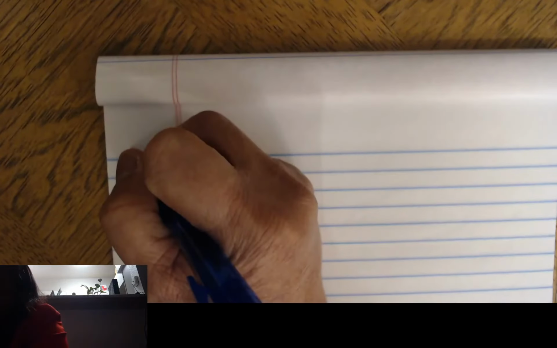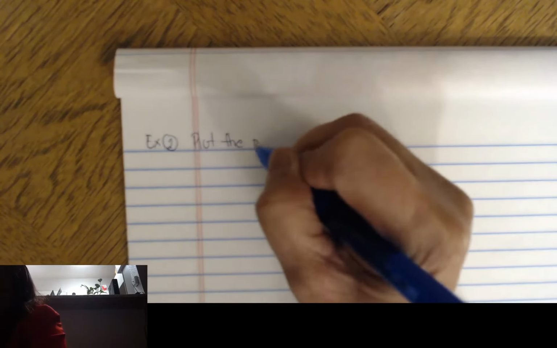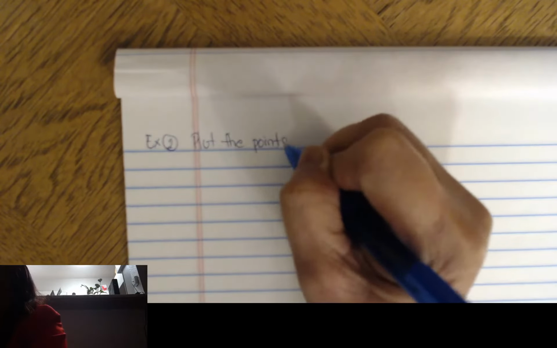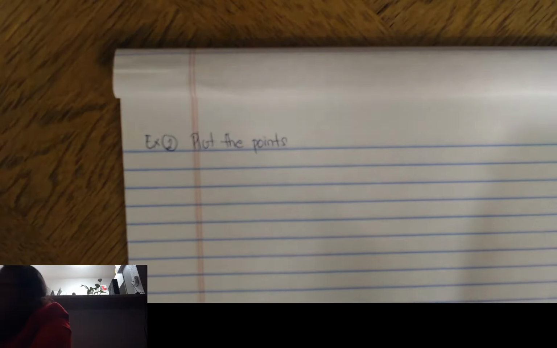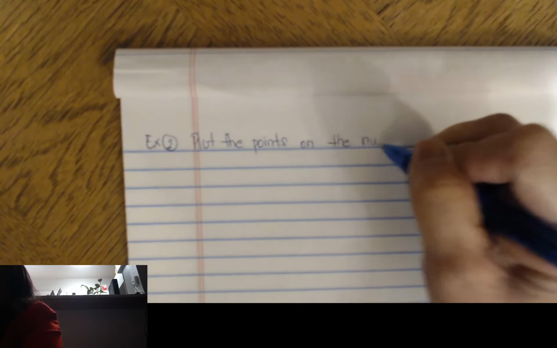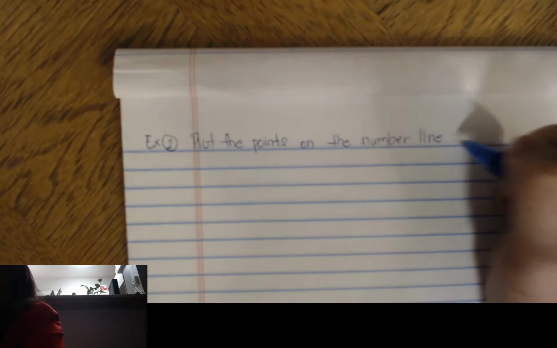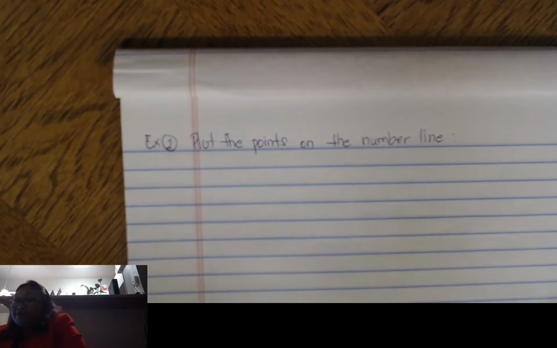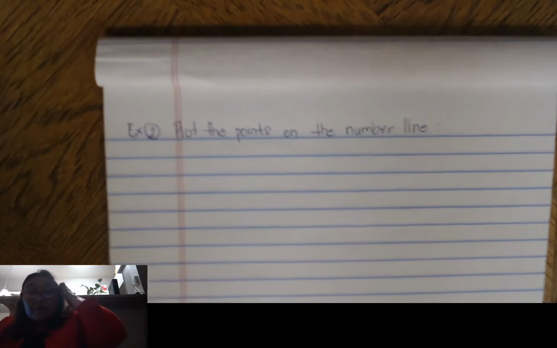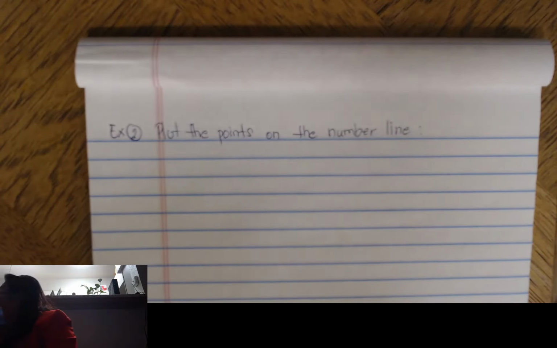Number line. So example 2, plot the points on the number line. Okay, now points are named by using capital letters, so we're gonna assign up to 6 points here.